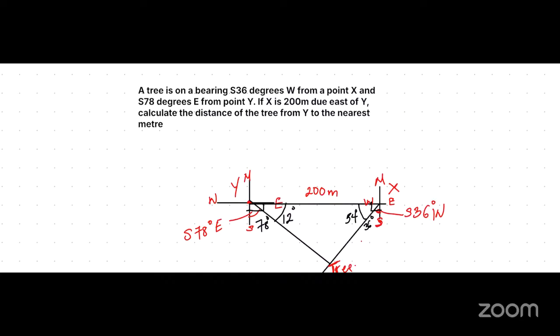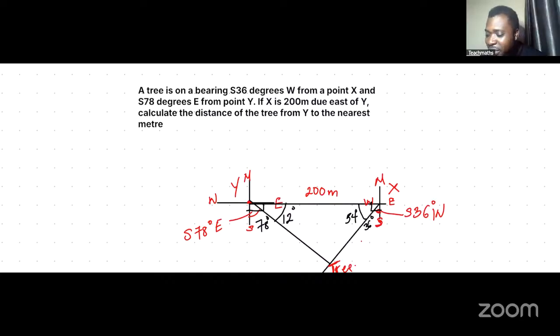So this is 54 degrees. Now the main question is to calculate the distance of the tree from Y to the nearest meter. The distance of the tree from Y. So this is Y and this is the tree. Okay, so how do we find the distance of the tree from Y?